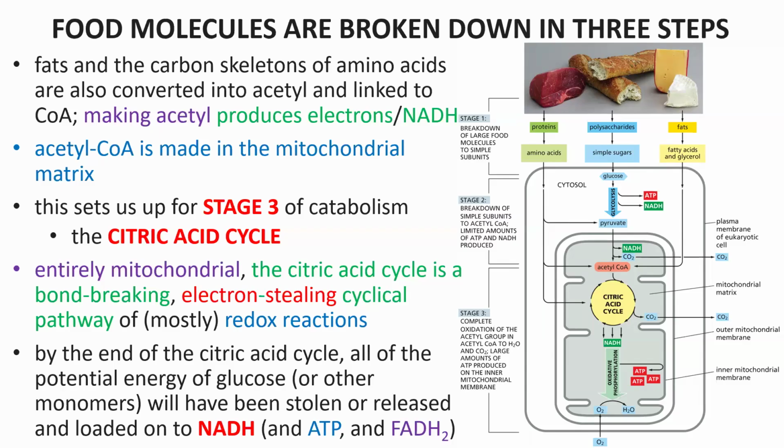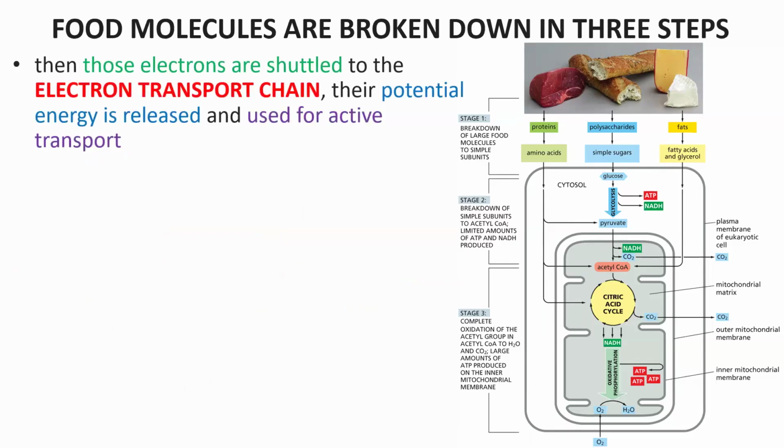Yes, we'll reduce one FAD to FADH2, but the vast majority of the energy that glucose has to offer will be loaded onto NADH by the end of the citric acid cycle. Now, getting ahead of ourselves just a little bit, but telling the story that's going to continue next week, once those electrons are harvested, mostly on NADH, they're going to be shuttled over to the electron transport chain.